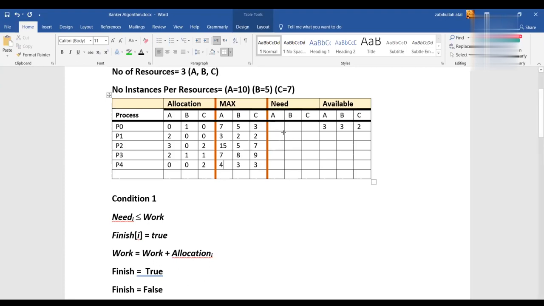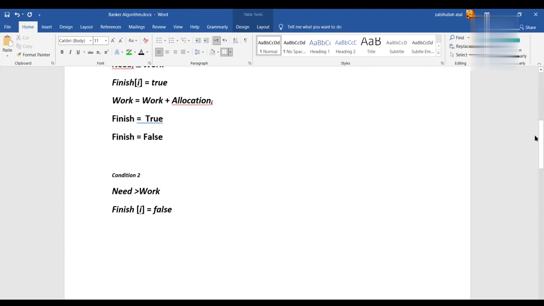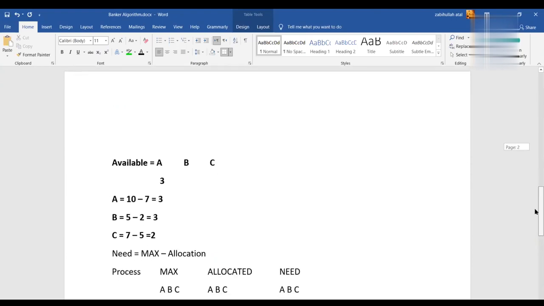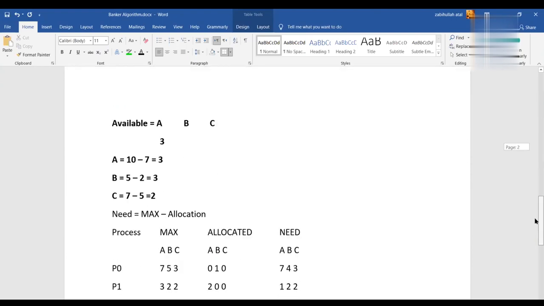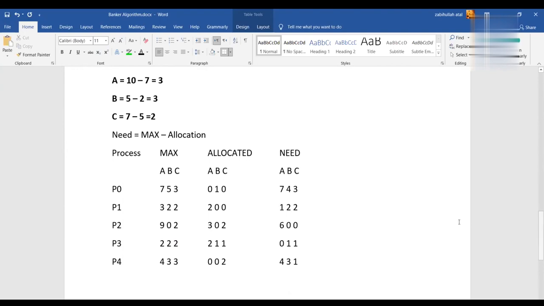Let's first find the need, that is, how much more resources are needed by P0, P1, P2, P3, and P4. You know how to find this because we already studied the formula. When you want to find the need resources, you have to apply this: Need equals Maximum minus Allocation. We have to subtract the allocated resources from the maximum required resources.